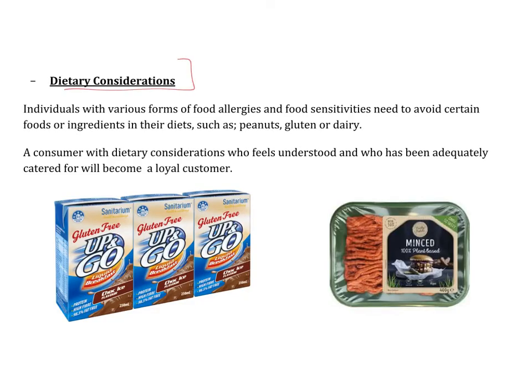Further to this, we can look at dietary considerations. So I've mentioned that individuals that have various allergies and food sensitivities need to avoid certain foods or ingredients in their diet. For example, somebody who is allergic to peanuts, somebody who cannot digest gluten and has celiac disease, or even somebody who is sensitive to dairy, so they might have a lactose intolerance.